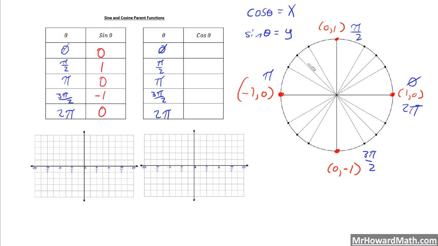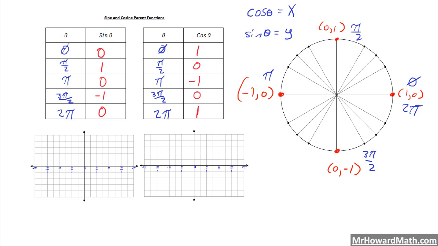Now let's do cosine. So at 0, the x value is 1. Remember that cosine of theta is equal to the x coordinate on the unit circle. At pi over 2, it's 0. Over here at pi, it's negative 1. 3 pi over 2, it's 0. At 2 pi, it's 1.